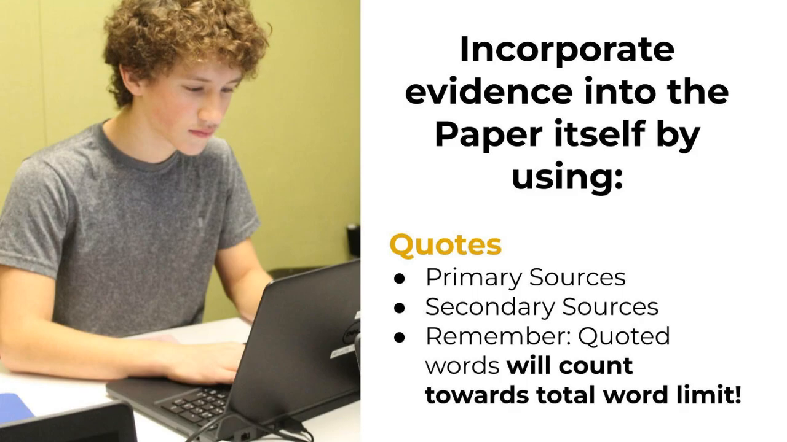This means you have two opportunities to incorporate evidence into your paper: in the text of the paper itself or in the appendix. Within the text of the paper, you will use quotes from primary or secondary sources to incorporate evidence. When doing this, keep in mind that the word limit for papers is a total word count. This means that not only the words you write, but also the quoted material will count towards your word limit.